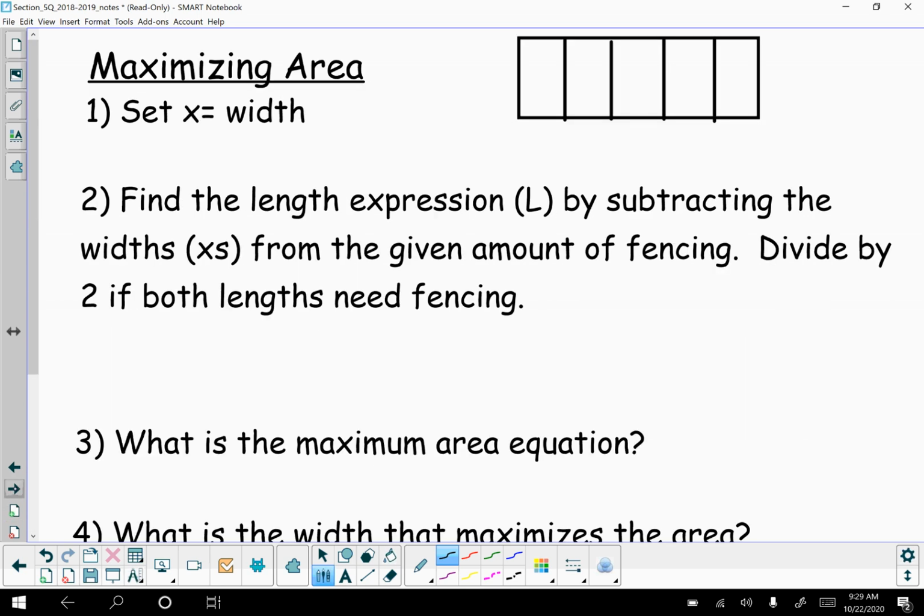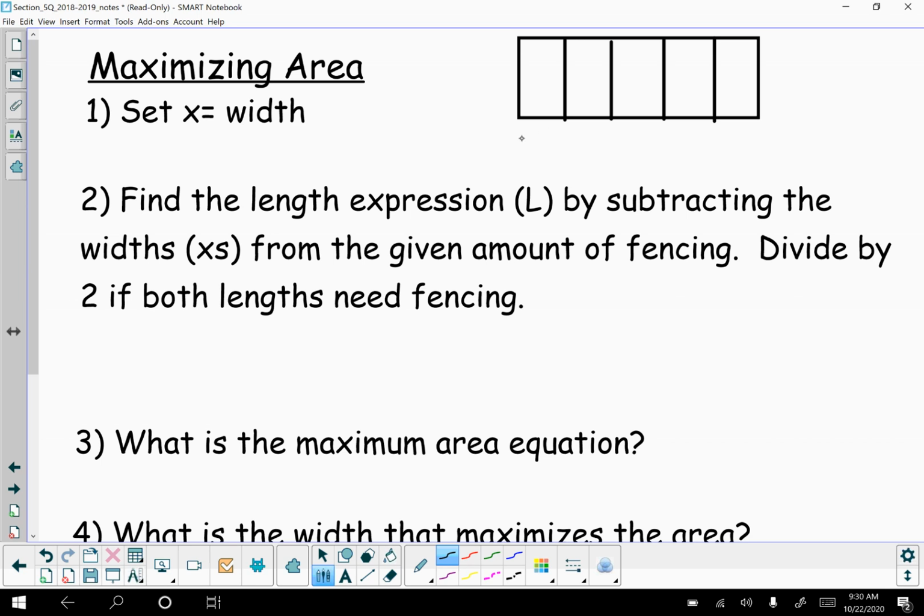Okay, this is a classic problem. We are trying to maximize our area, and we have x equal to the width. So find the expression of L by subtracting the widths, x and x, from the amount of fencing. Divide by 2 if both lengths need fencing. What is the maximum area of the equation?